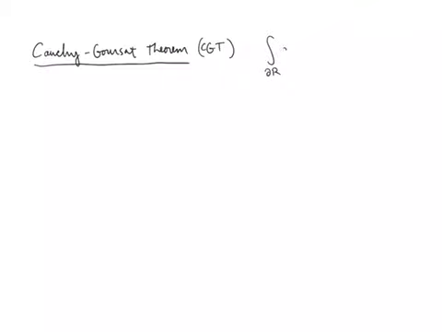So the Cauchy-Goursat theorem, CGT. This basically says that the integral around the boundary of a rectangle of an analytic function, as long as that rectangle is contained in the domain where f is analytic, is equal to 0. Okay, so if your R here is contained in D, where D is the domain of analyticity of our function.